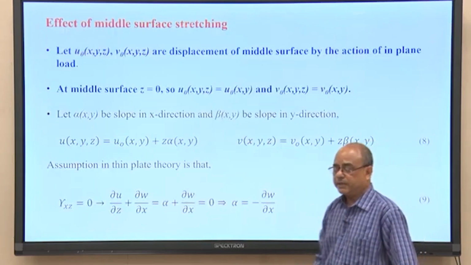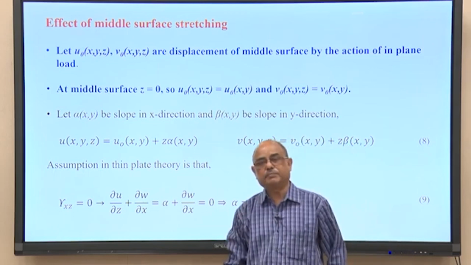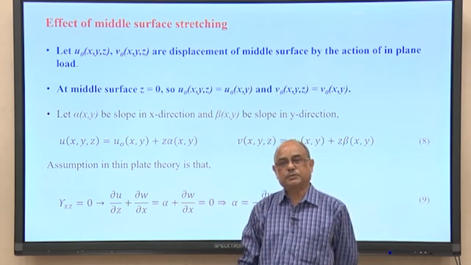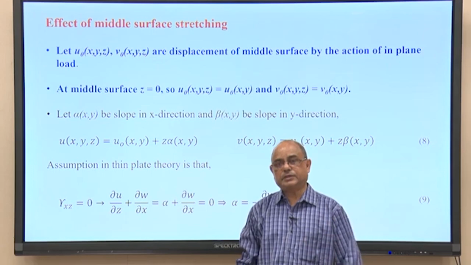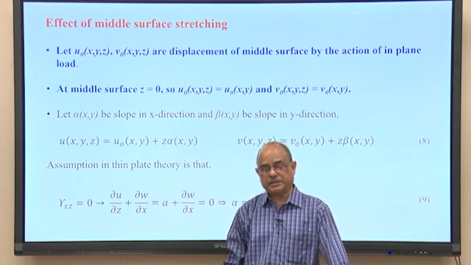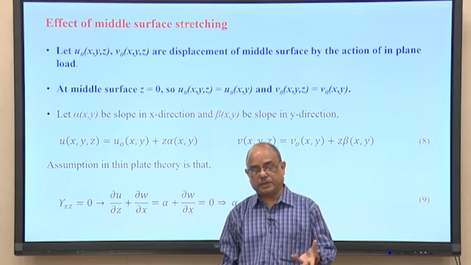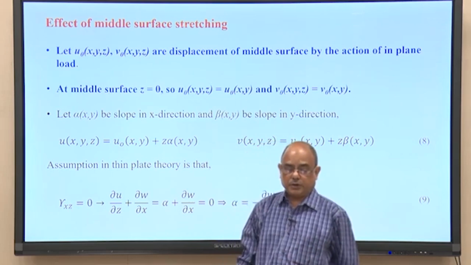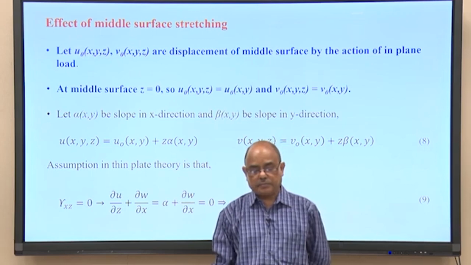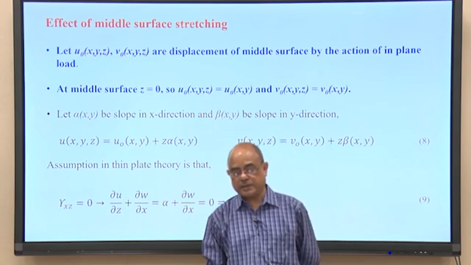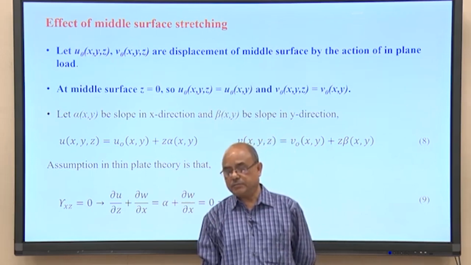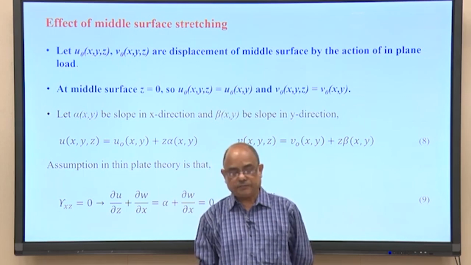Now, in thin plate theory generally we neglect the middle plane stretching, but suppose we want to extend this theory including the middle plane stretching, then what will be the change in the expression that we have derived? Let u naught (x, y, z) and v naught (x, y, z) be the displacement of the middle surface by the action of in-plane forces.